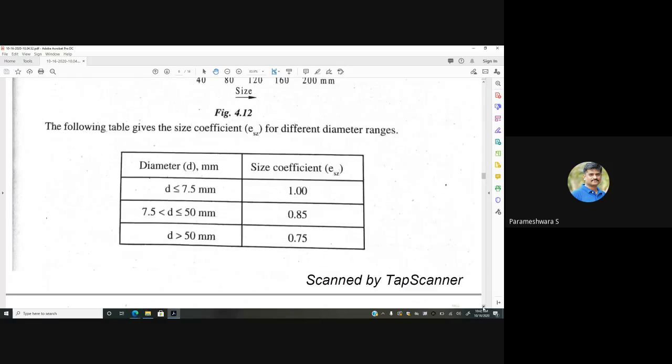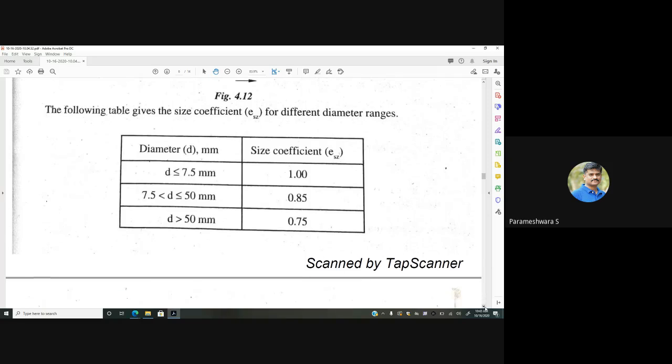Then after that, these are the values taken from the chart. If the diameter of the specimen is 7.5 mm, you should consider the size coefficient as 1. If its value is between 7.5 and 50 mm, you should consider 0.85. If it is more than 50 mm, you should consider 0.75. So that is the size coefficient factor.